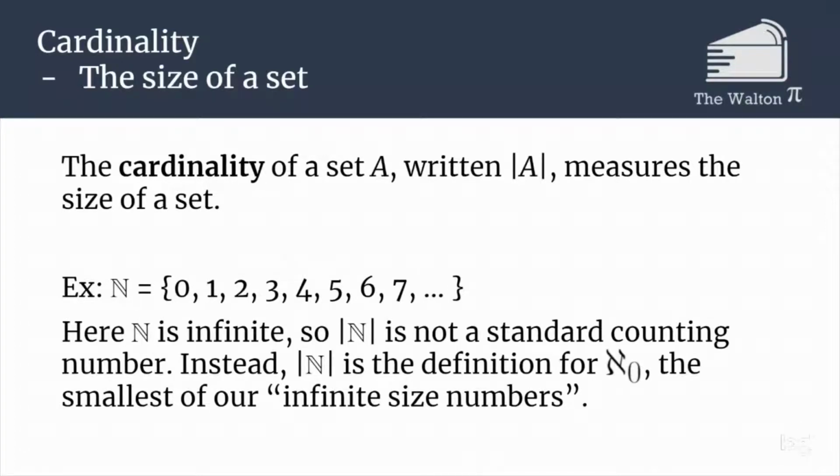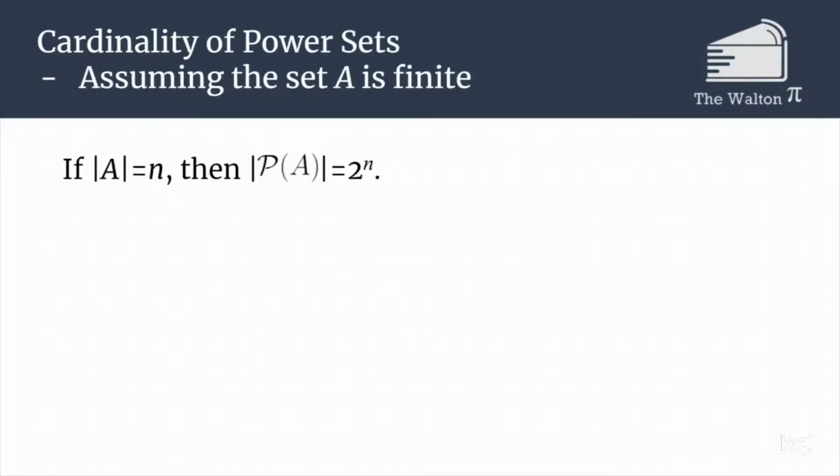We can also look to see what the cardinality of an infinite set would be. If we look at the natural numbers, which is the set containing 0, 1, 2, 3, 4, 5, and so on, we can figure out pretty easily that the natural numbers are infinite. So the cardinality of the natural numbers is not going to be a standard counting number. It's not going to be a finite value. Instead, the cardinality of the natural numbers is the definition for aleph naught, which is this funny-looking N with a 0 subscript, and it is the smallest of our infinities. Again, I'll be talking about that in a future video.